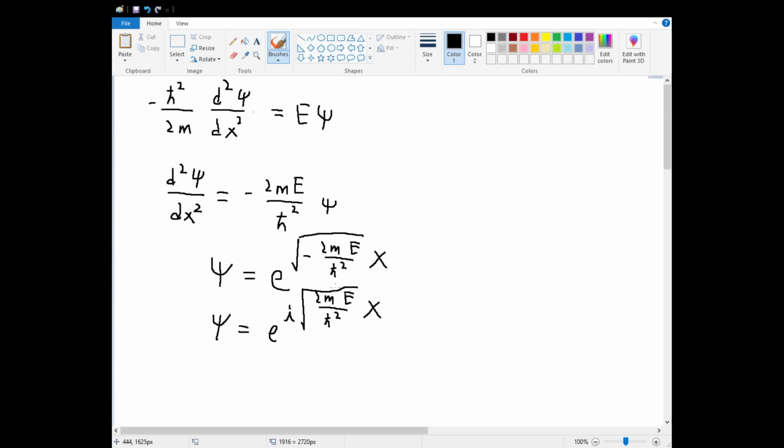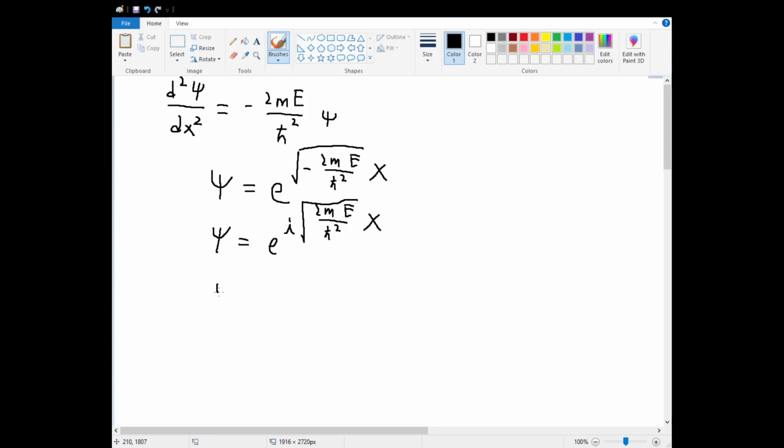And from here, we know that E is less than 0, so we can do this again, and this gives us psi is equal to e to the power of negative square root of 2m, and this time we're going to replace E with some constant C over h bar squared, times x, where we can just say that C is some value that's greater than 0 now.